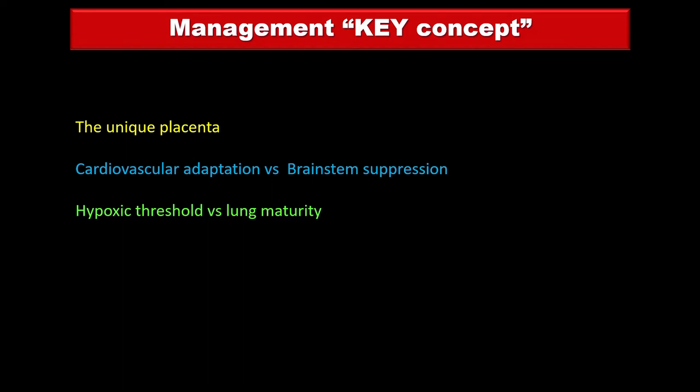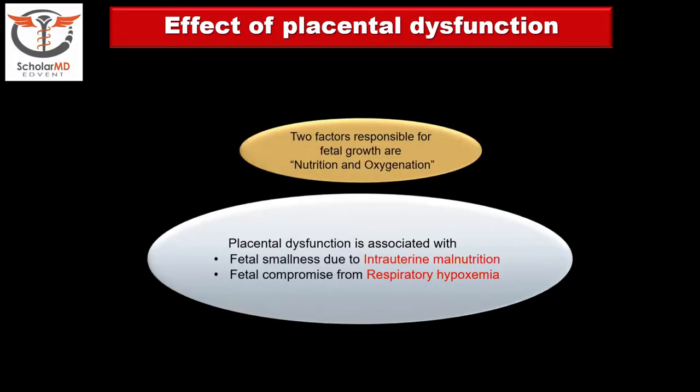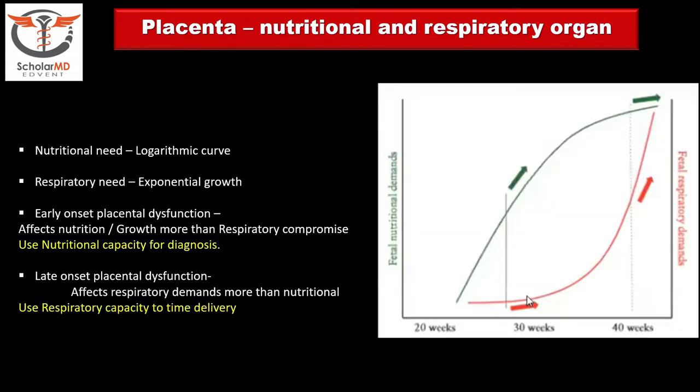Coming to management, we should understand some key concepts. Number one, placenta is a unique organ. Two, cardiovascular adaptation and brainstem suppression. And three, hypoxia versus lung maturity. Placenta, the unique organ. We need two factors responsible for fetal growth, and these are nutrition and oxygenation. Placental dysfunction is associated with fetal smallness due to malnutrition and fetal compromise due to respiratory hypoxia. So placenta is the nutritional and respiratory organ.